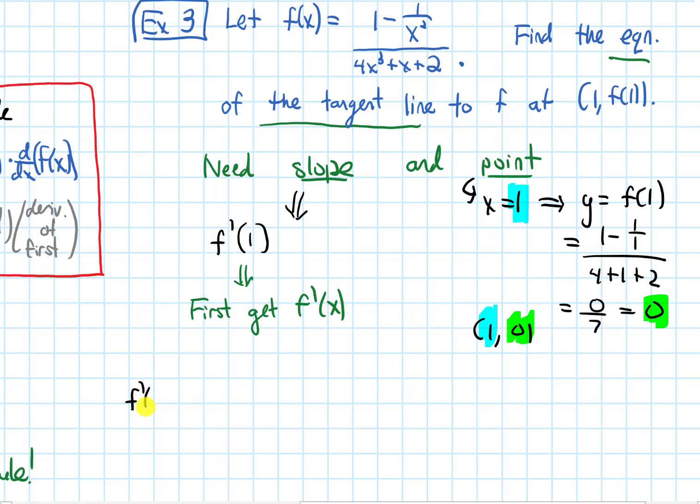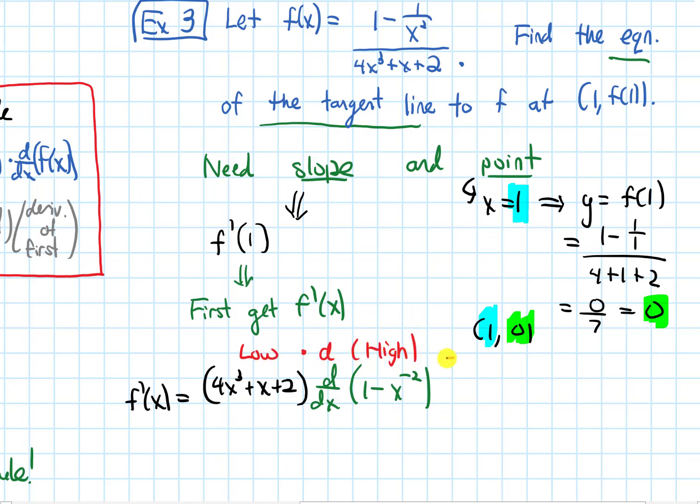My derivative is going to be, so low d high. Low is 4x cubed plus x plus 2. That is low. And then let's do d high, so derivative of the top, 1 minus. It's going to be helpful to rewrite 1 over x squared as x to the negative 2. So that is low d high. And then I'm going to need minus high d low.